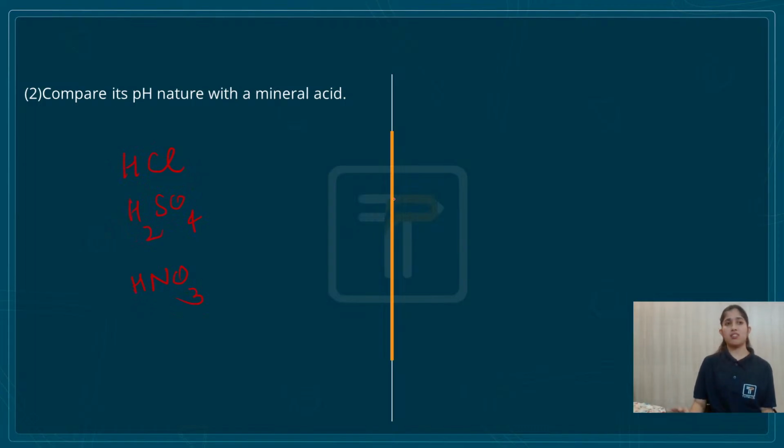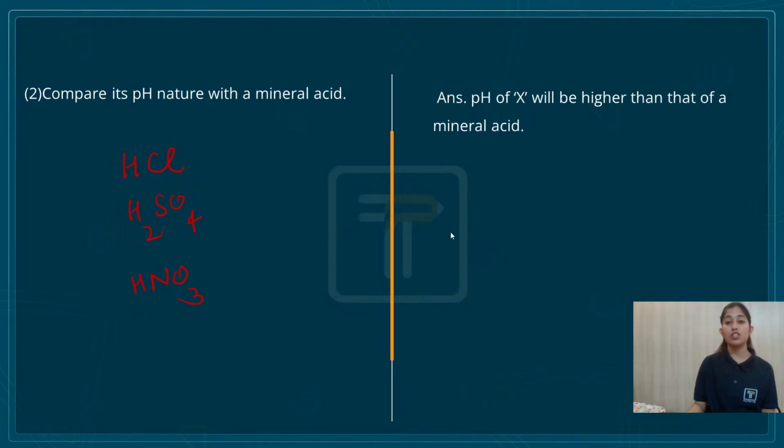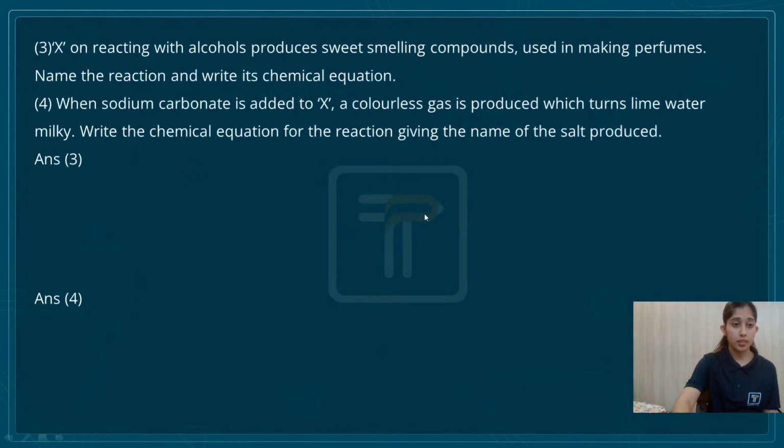Now, does your ethanoic acid also have its pH in that category? No, it is around 4 to 5. So the pH of X, that is your ethanoic acid, will be higher than that of mineral acid. Simple. Okay, next question. X on reacting with alcohol produces a sweet smelling compound used in making perfume.